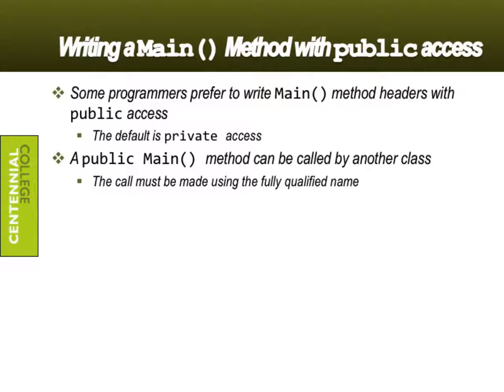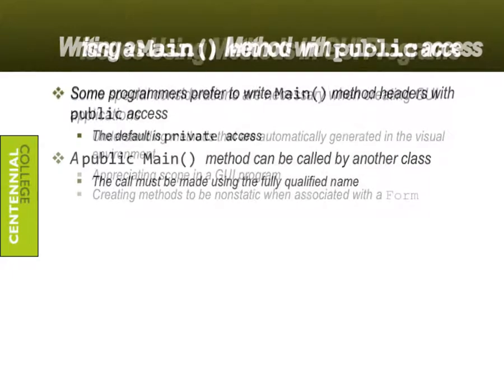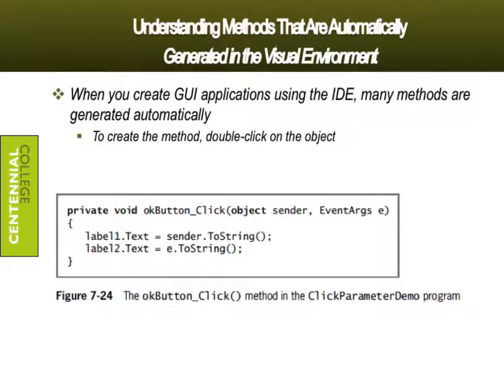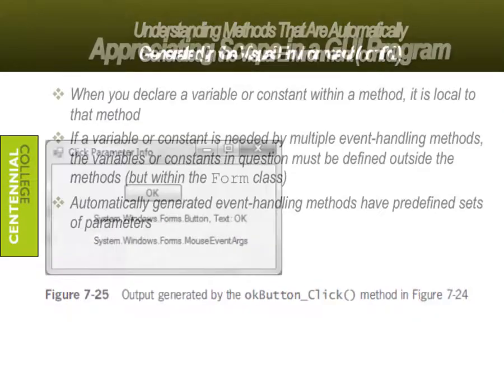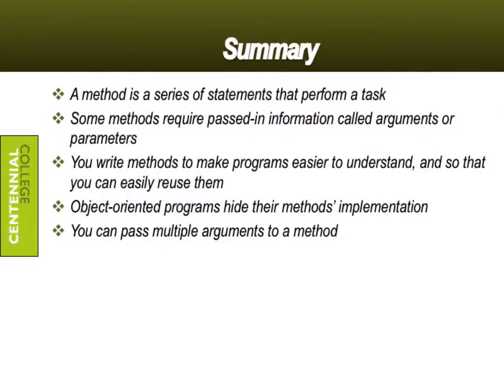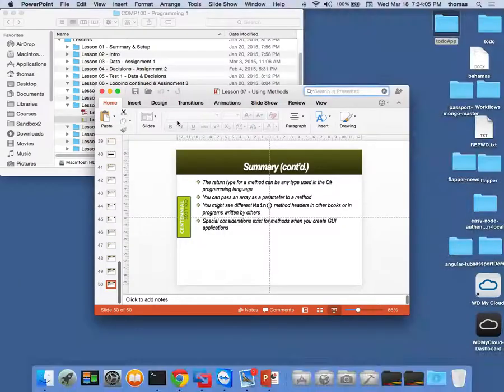Sometimes it says here you want to prefer to write main with public access. And again, the default is private. And a public main can be called by some other class. Right now, we don't need to do that. Okay, and I'm not going to talk about GUI because we're not talking about GUI, right? And really, in a nutshell, we've kind of hit all we have to hit with methods. Now we've gone through all the methods.